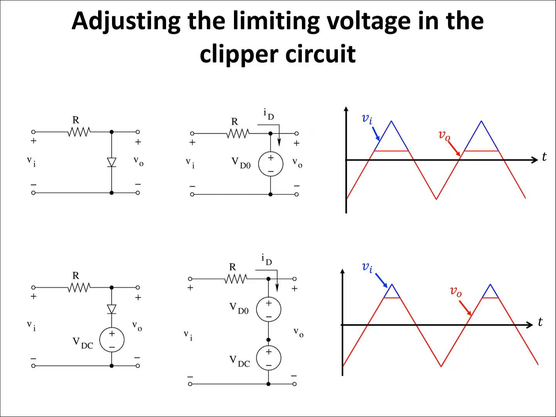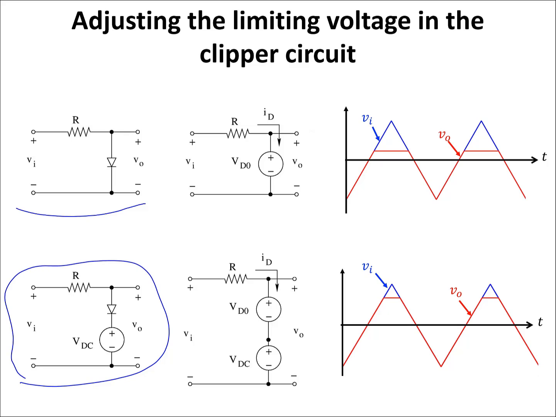It is interesting to note that we can adjust the limiting voltage in the clipper circuit. In the previous example, the output was taken from two terminals of the diode. As a result, the output voltage was limited to VD0 volts and voltage levels below VD0 volts. If we want to change this threshold value, we can add a DC voltage source in series with the diode, as you can see in the below configuration.